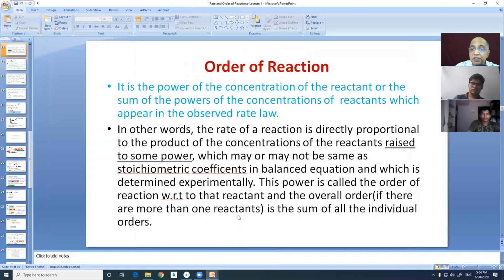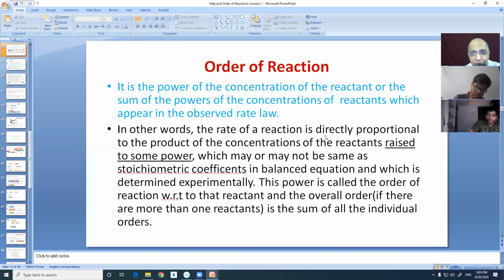The first highlighted point. It is the power of the concentration of the reactant. I repeat, reactant, not the product. A rate can be measured either from a reactant or from the product concentration with respect to time. But an order is determined from the reactant concentration, and the power, the exponent of the reactant concentration, is nothing but order of the reaction.